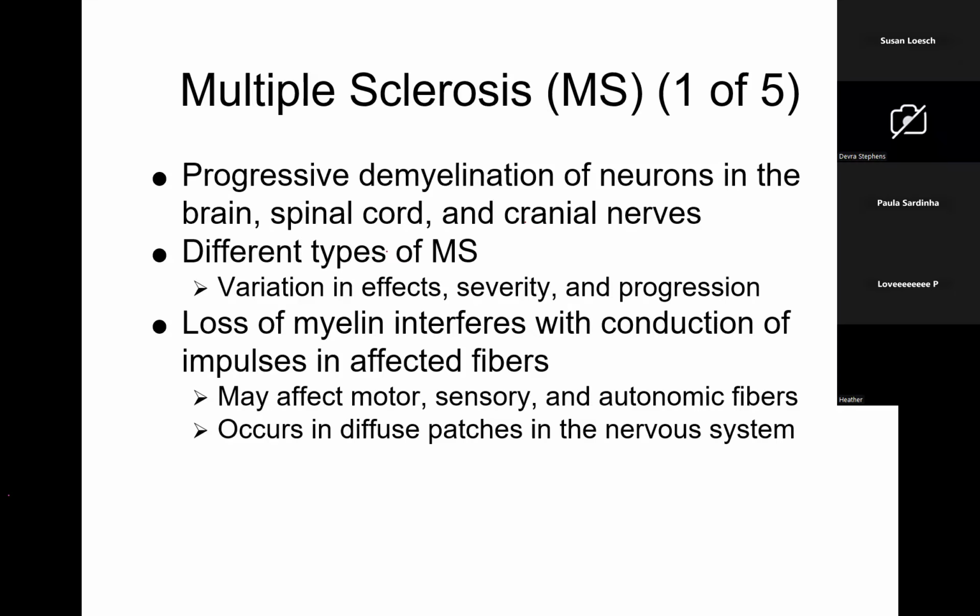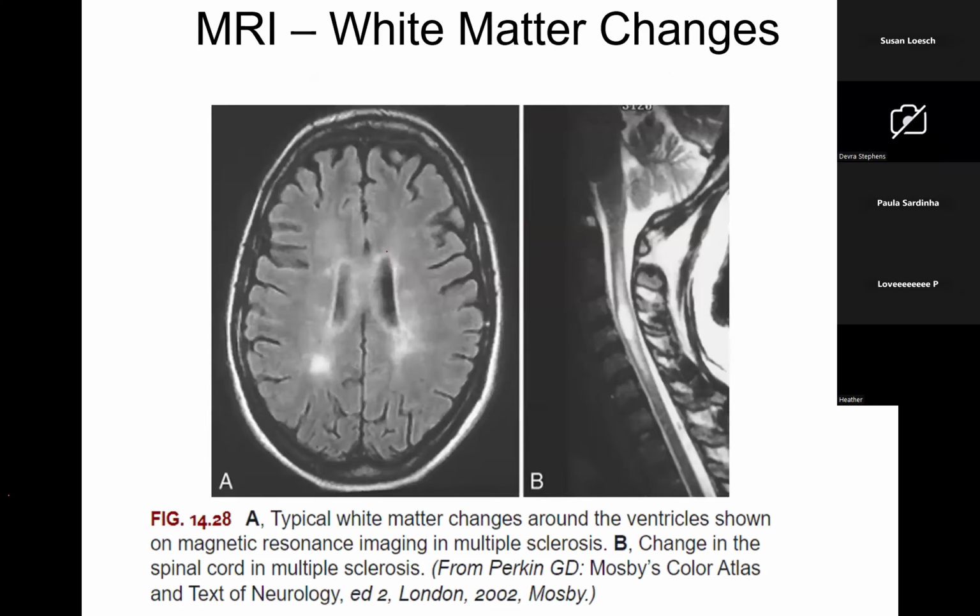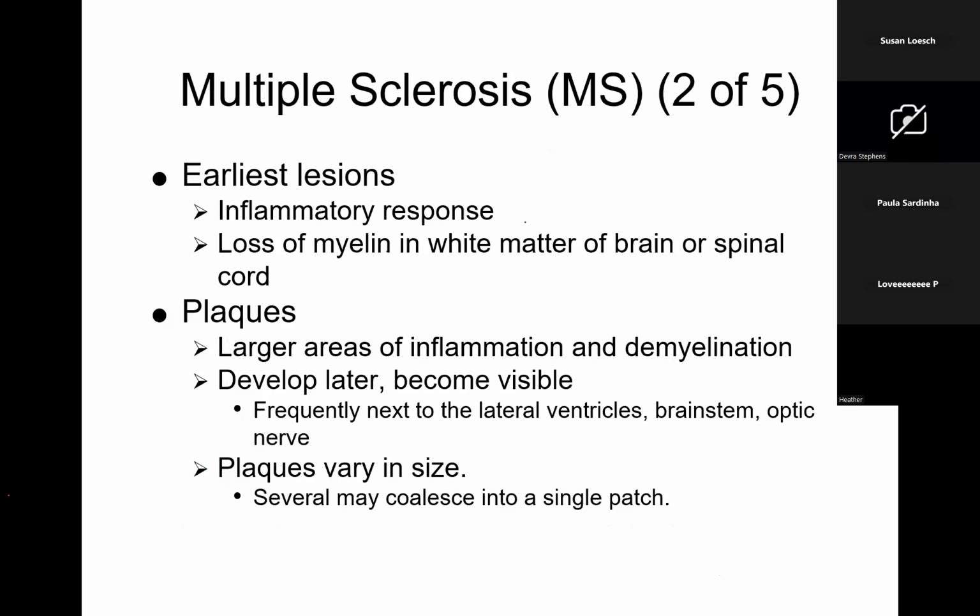It affects all the nerve fibers, motor, sensory, and autonomic. So we'll see changes in the white matter, changes in the spinal cord. The earliest lesions occur as an inflammatory response in cells that don't normally enter the brain or the spinal cord, but here they're going to enter that area and attack the neurons. And that's going to cause loss of the myelin in the white matter of the brain or spinal cord.